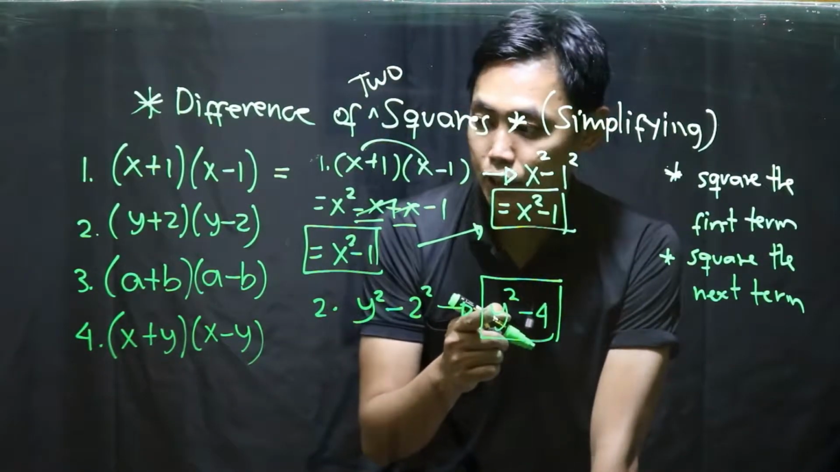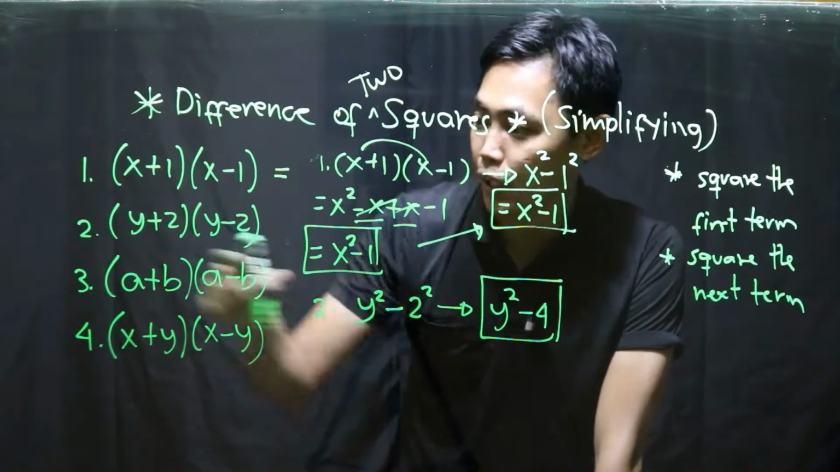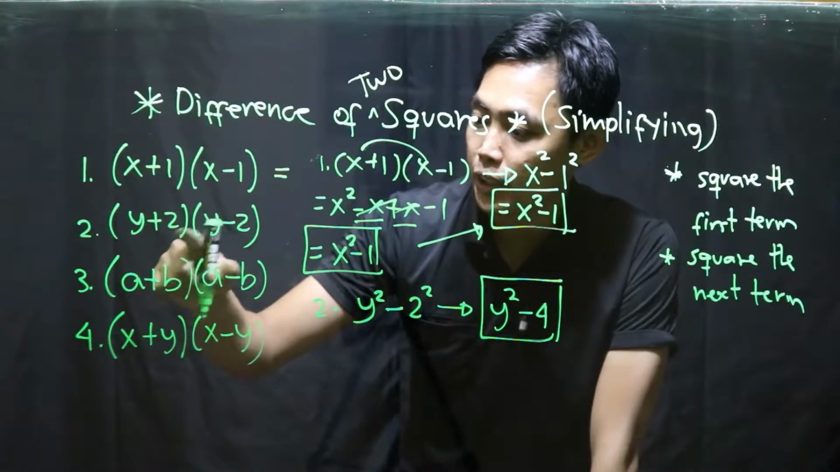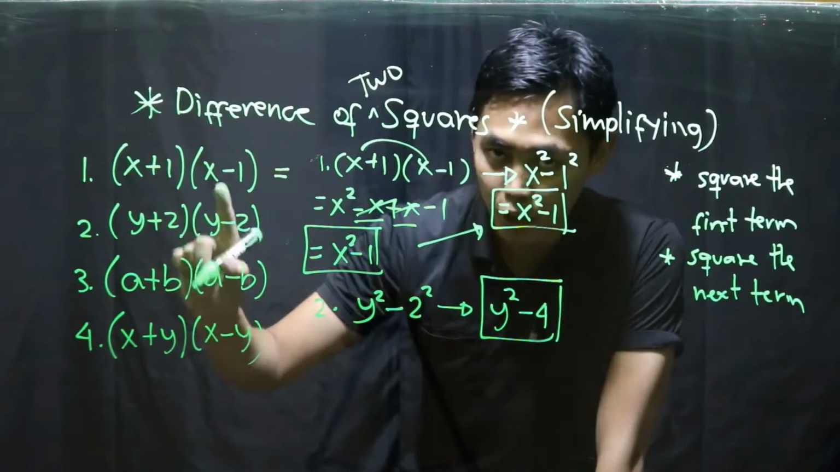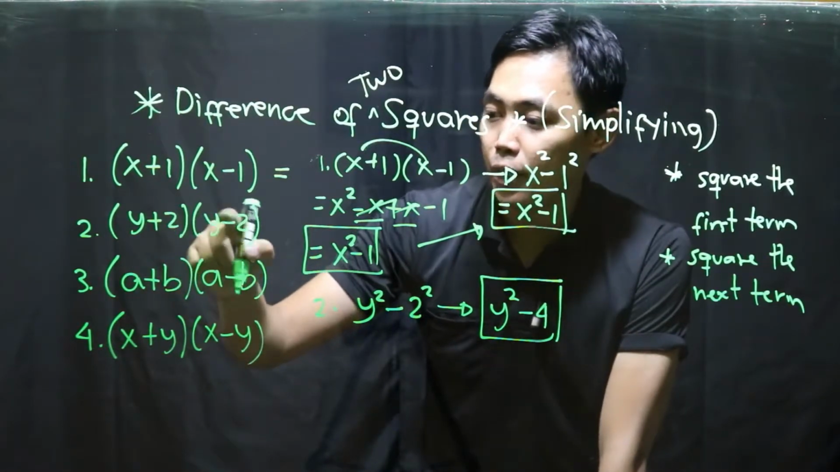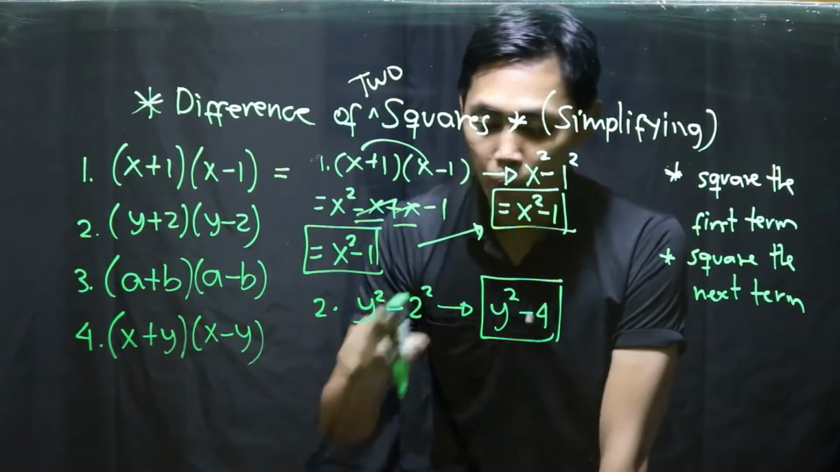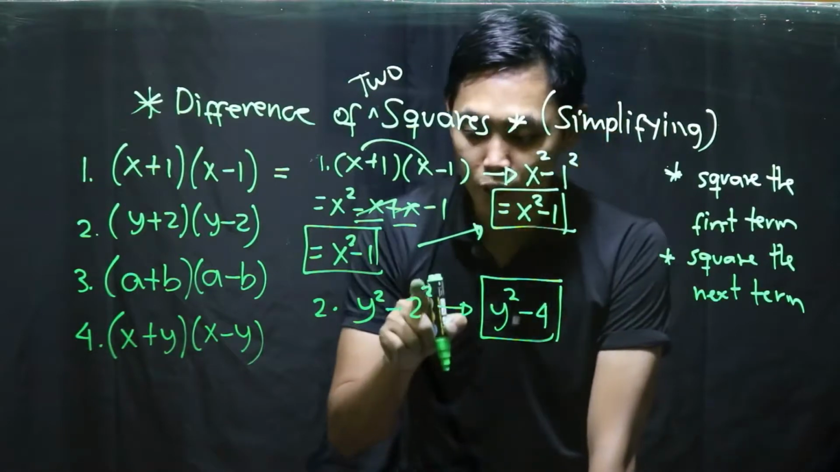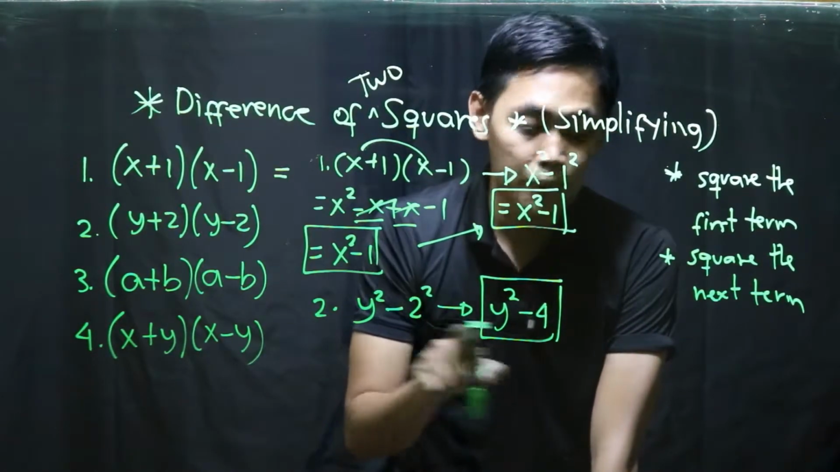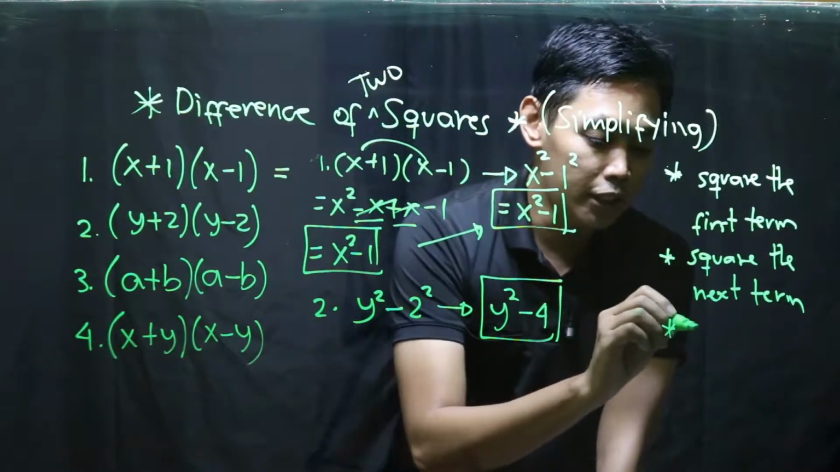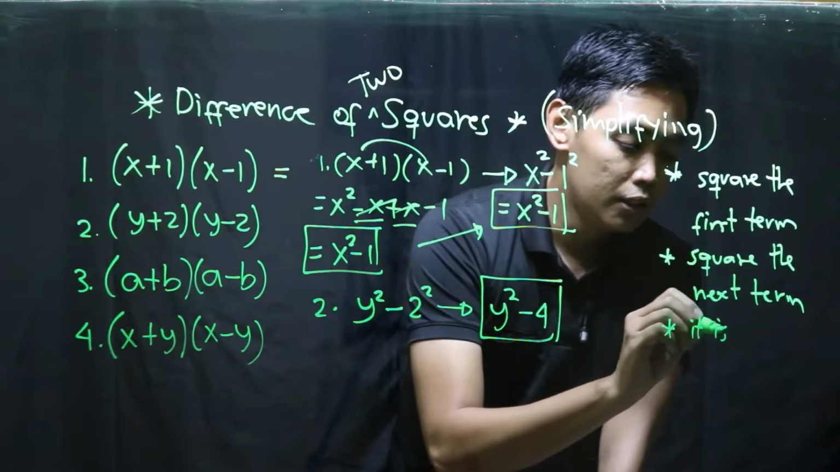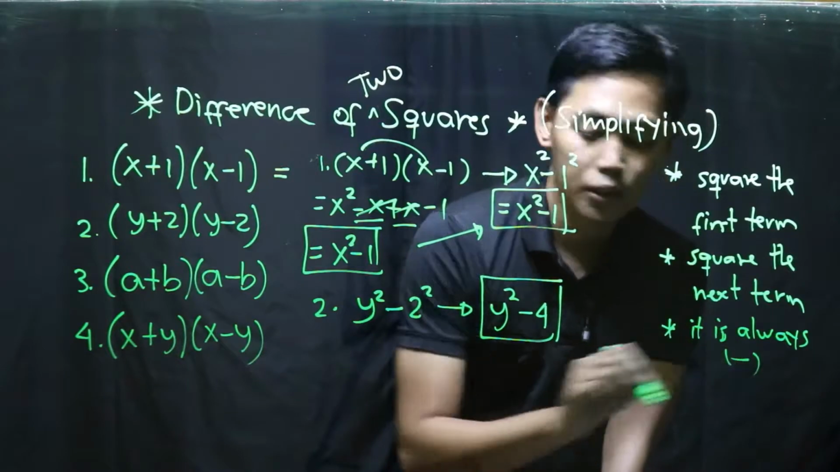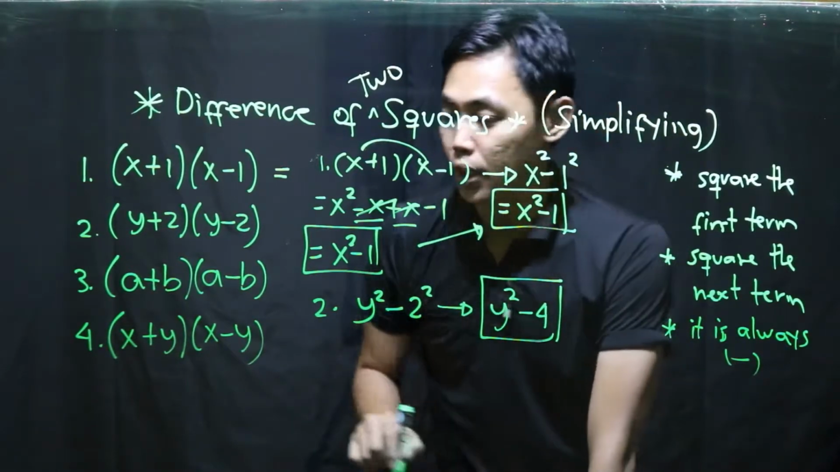The form here is (y + 2)(y - 2). So what we did: square the first term, then square the second term, the last term, and always note that there is a minus in between. So y squared minus 4.